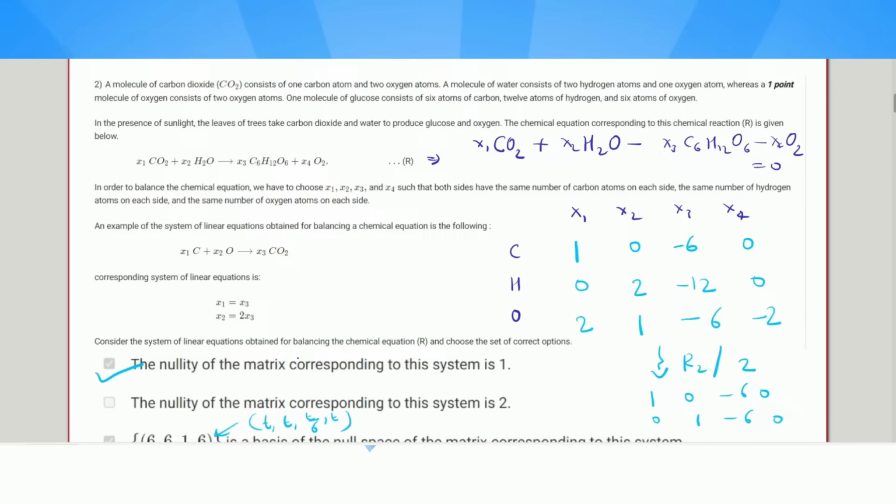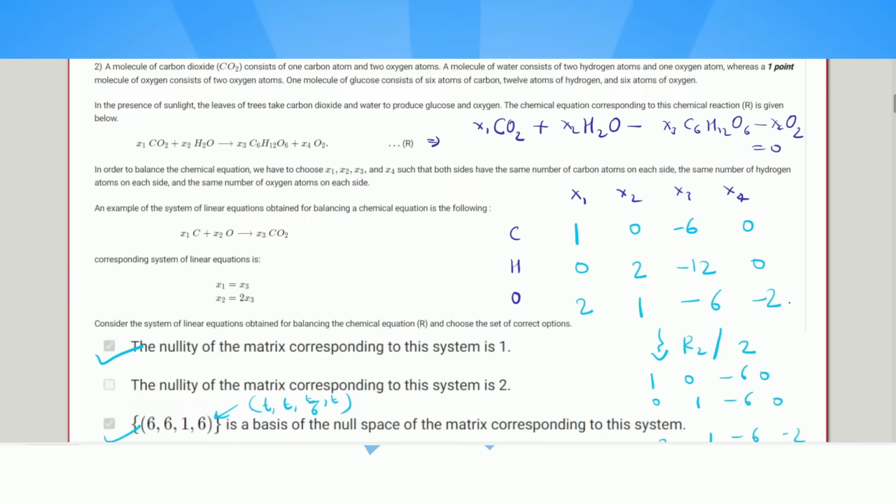The same question is the chemical composition and make a matrix. This is the CO x1 x2 x3 x4, 4 variable is there. Let's have x1 x2 x3 x4. First make this equation in a homogeneous form, means these two will come in left side with negative signs and is equal to 0, and the carbon hydrogen oxygen 3 molecule is there. Make a matrix of the composition. In x1 carbon having 1, x2 carbon having 0, x3 minus 6, x4 is equal to 0. Like this the matrix will be 1 0 minus 6 0, 0 2 minus 12 0, 2 1 minus 6 minus 2.